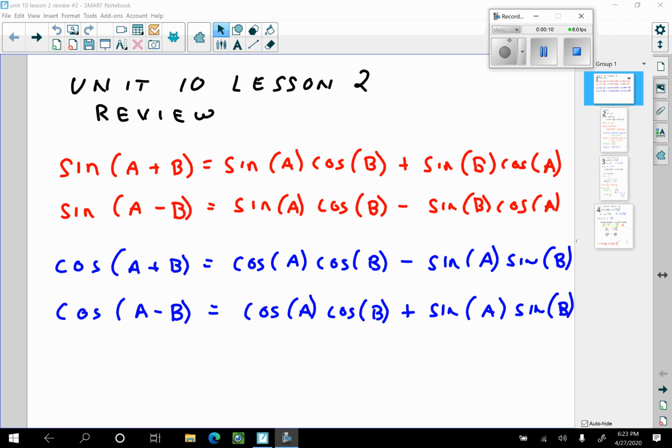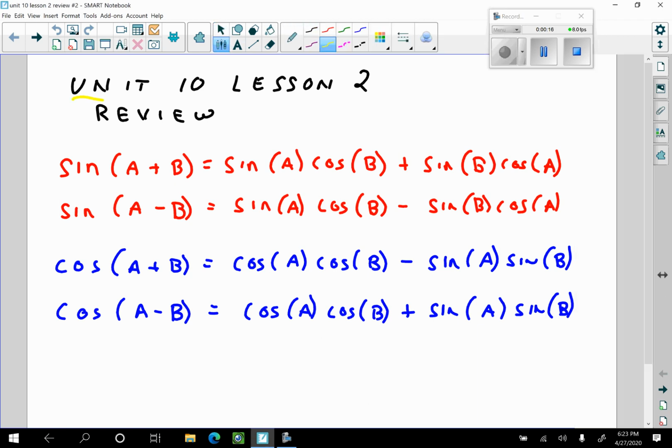Today we are going to do a brief review over Unit 10, Lesson 2. This is a very important topic, certainly worth a review. And we notice here are the four trig identities from Unit 10, Lesson 2. These are called the sum and difference identities for the sine and cosine.